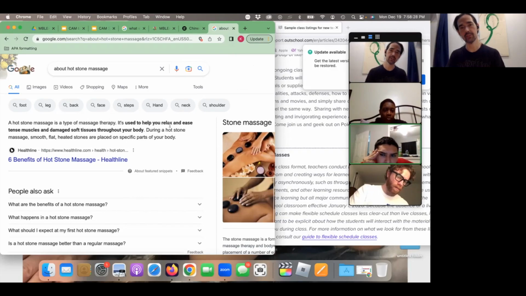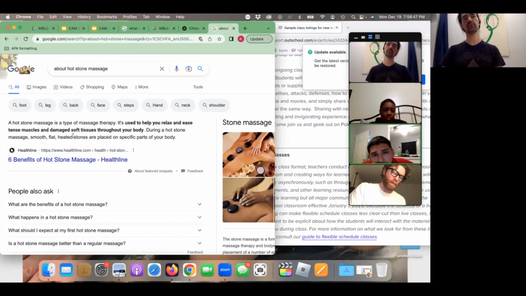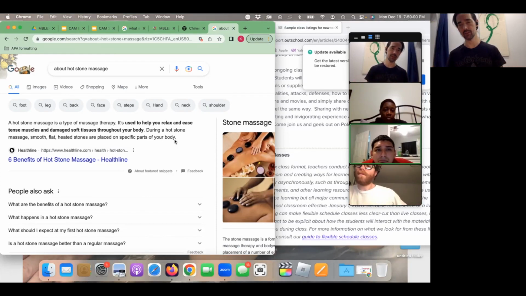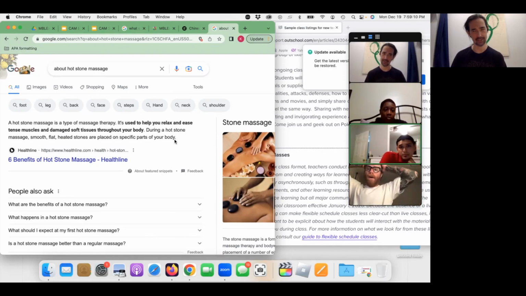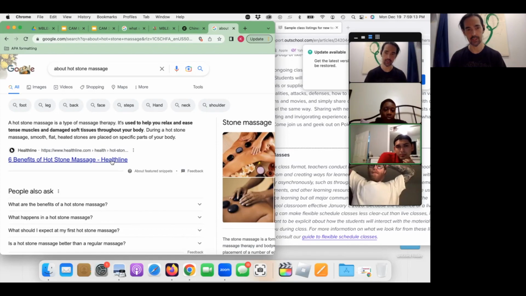Okay, so hot stone massage helps you relax, eases muscle tension, and damaged soft tissues through your body. During a hot stone massage, smooth, flat, heated stones are placed on specific parts of your body. So if the question were, which therapy uses smooth, flat, heated stones, it would be hot stone massage. If it were, which therapy activates the body's ability to heal trauma in the nervous system, and hot stone is one of the choices, it wouldn't be hot stone massage.